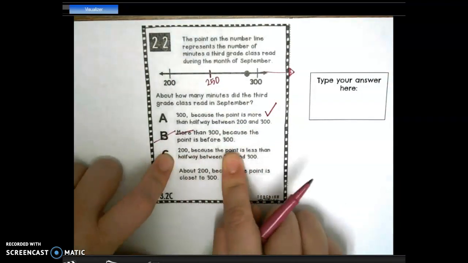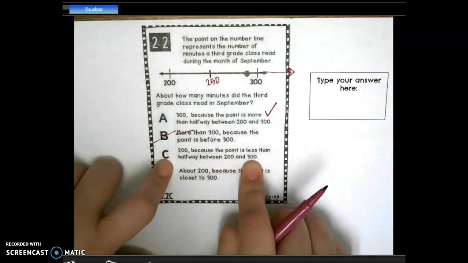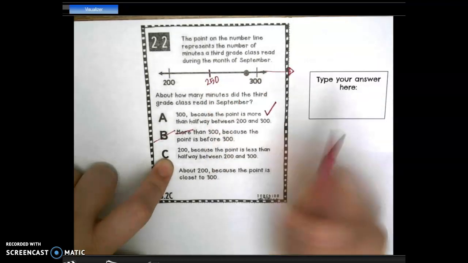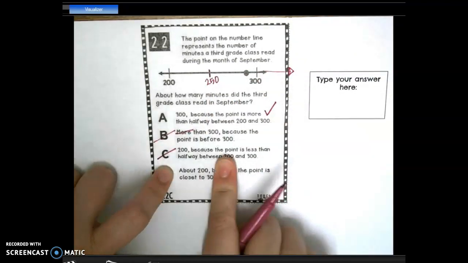About 200 because the point is less than halfway between 200 and 300. My point is not less than halfway. My point is past halfway. So that makes it wrong.